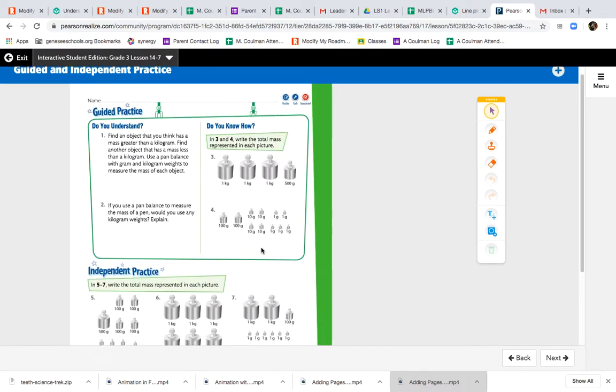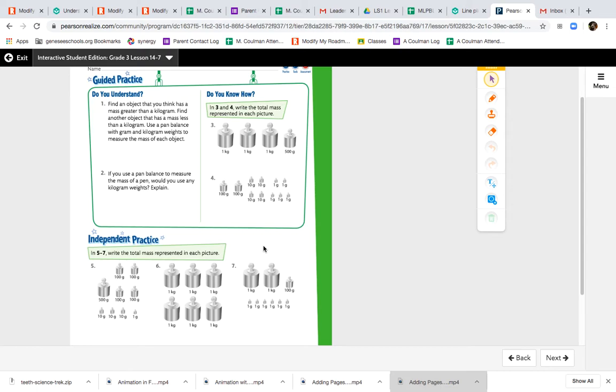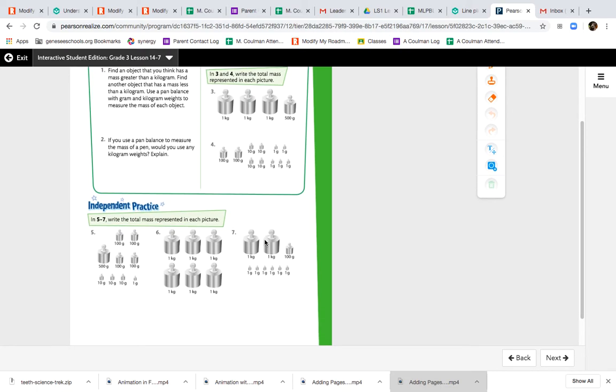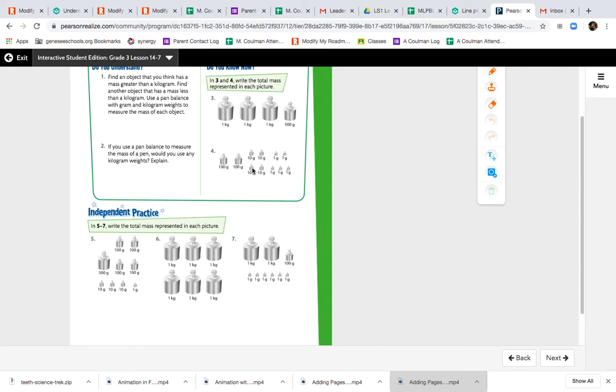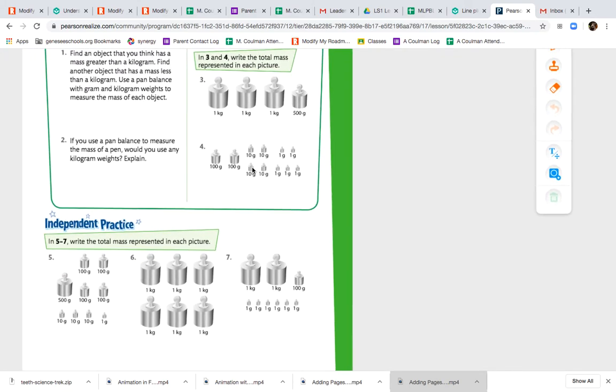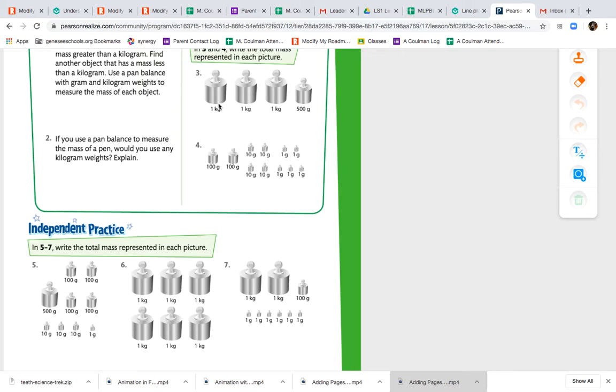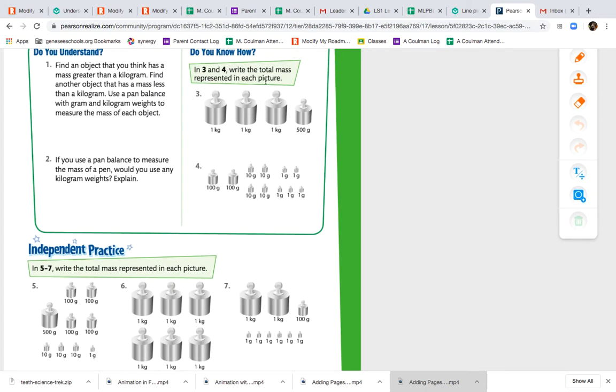Okay, friends, here we are at 14-7. Looks like a pretty simple math lesson. Now all you're going to have to do is add up these weights. So if we see that we have 1 kilogram, 1 kilogram, 1 kilogram, and 500 grams, it says write the total mass represented in each picture.